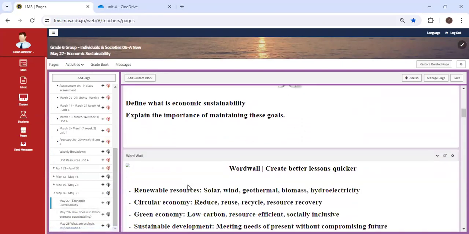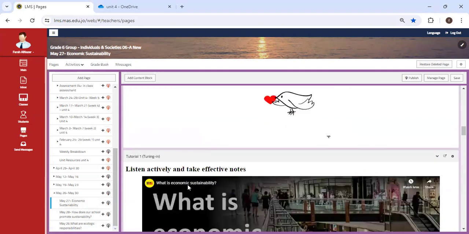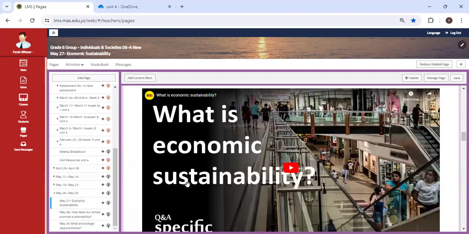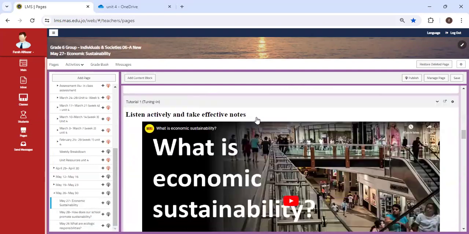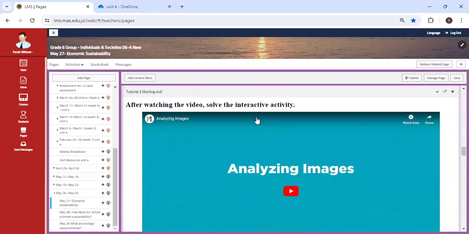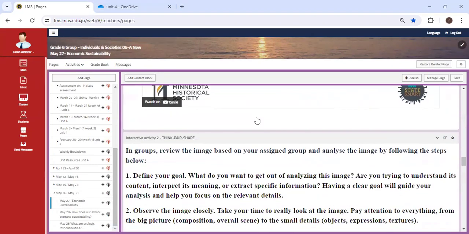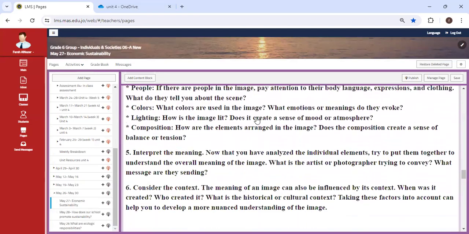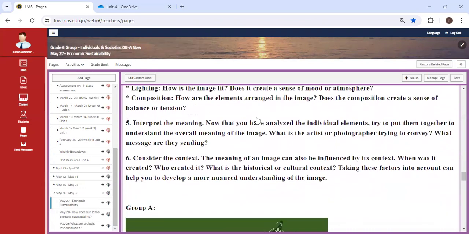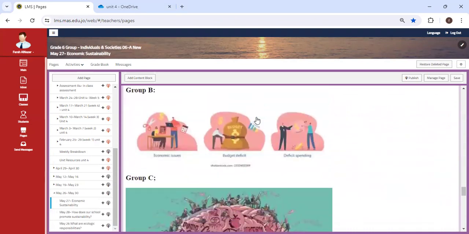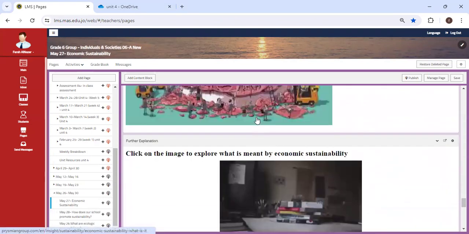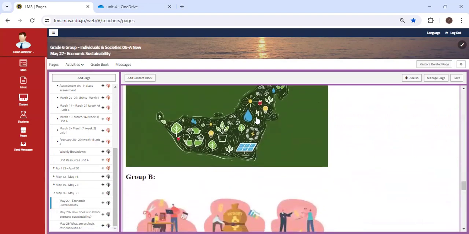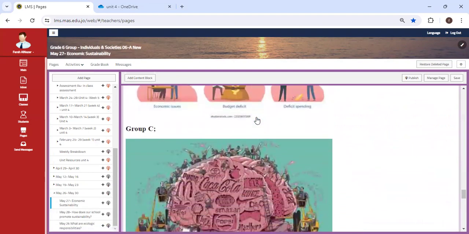Moving on to our next class, we're going to move towards the second pillar, which is economic sustainability. What do I mean by economic sustainability? Make sure you watch the first tutorial video to have a good understanding of what is meant by economic sustainability. All right. Then we're going to have a very short project that we're going to do together in reference to texts A, B, C. These are all images, as you can see, that reflect economic sustainability.